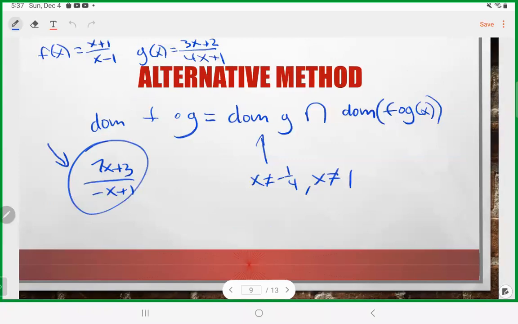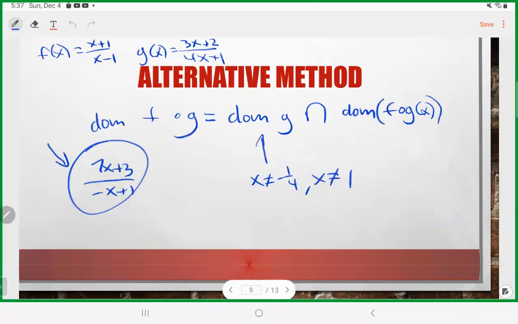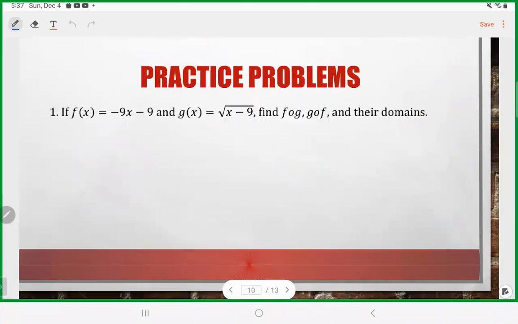I usually use the alternative method. If you want to be more standard, you can do the other one, and using it is good because you understand why it works. Okay, so finally let's do some practice problems. If f of x is equal to negative 9x minus 9 and g of x is equal to the square root of x minus 9, find f of g of x and its domain. We know how to find compositions already, and we learned how to find the domain, so I'm going to give you a few moments to do this.